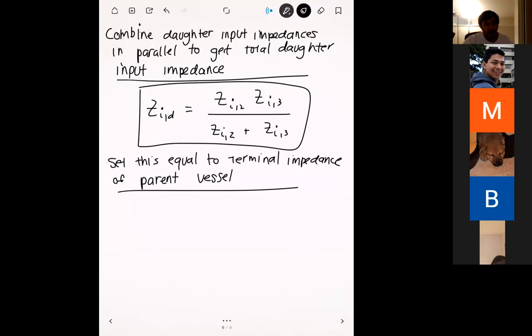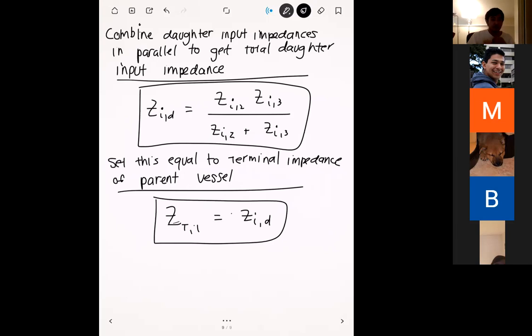And so this is the twist, the thing that connects everything together. Now that we have the total input impedance of the two daughters, what we can say is that this total input impedance is going to be the same as the terminal impedance of the parent vessel. And so we have ZT1 is equal to Zi D.